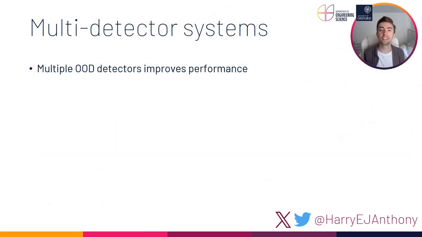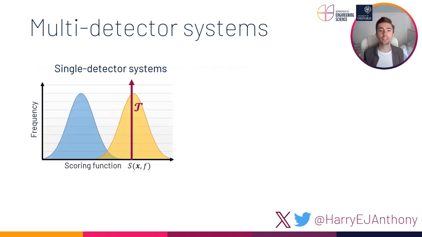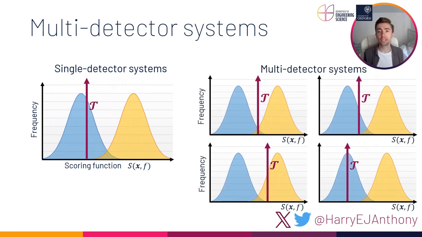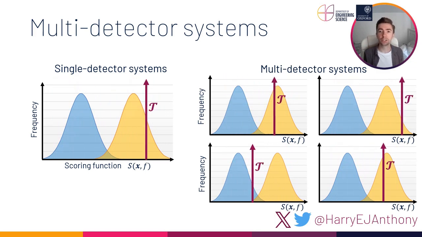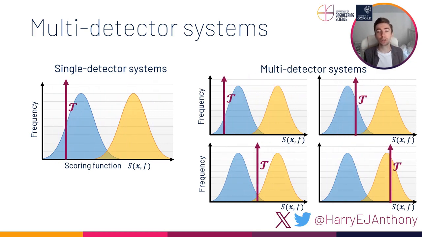So finally, I would like to discuss the application of multi-detector systems. We saw just then that multiple out-of-distribution detectors can improve performance over single detectors. However, can they be used in real-world deployment? With a single detector system, we develop a single scoring function where we can find a single threshold for separating ID and OOD inputs. However, with a multiple detector system, we now have many scoring functions, and this creates an additional challenge of trying to find multiple thresholds for each detector, which are complementary for each other.